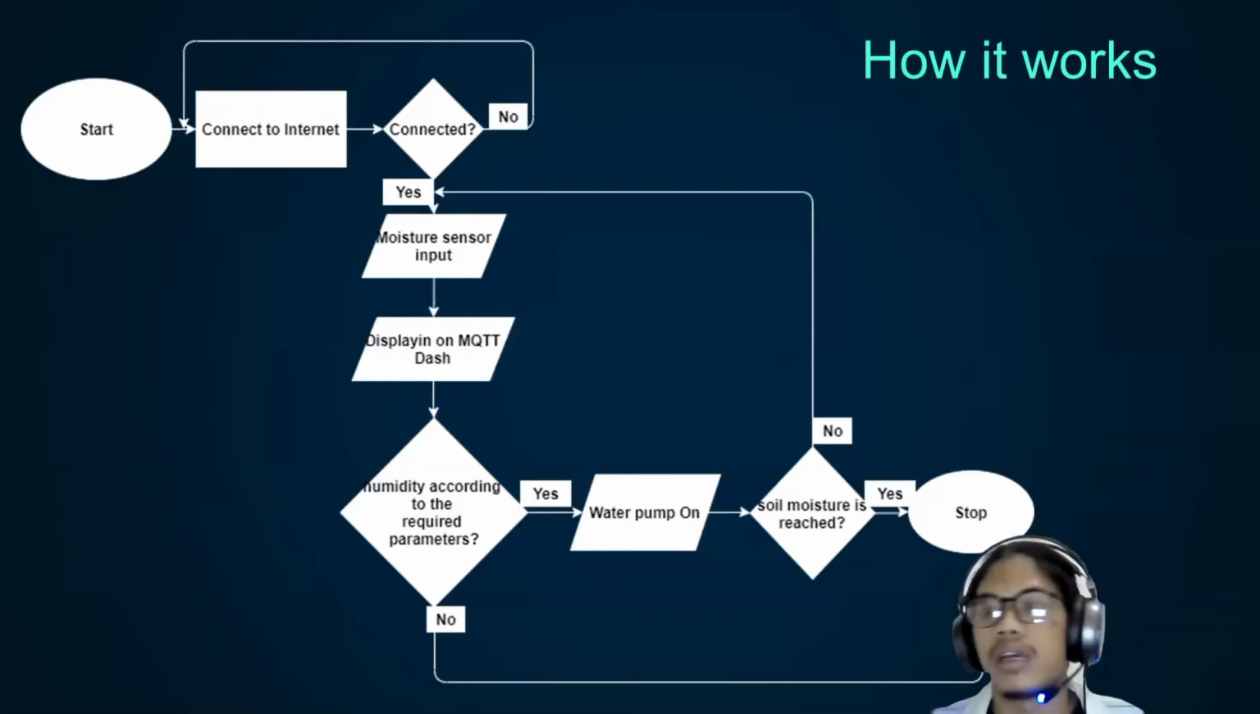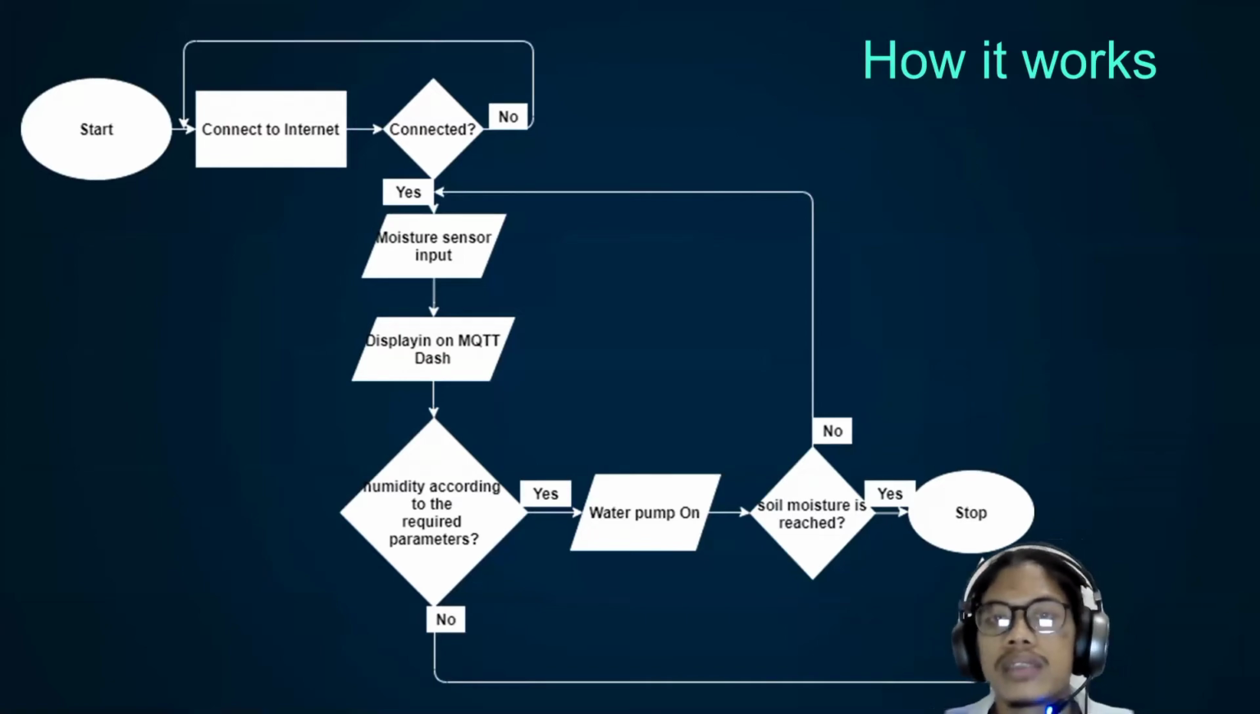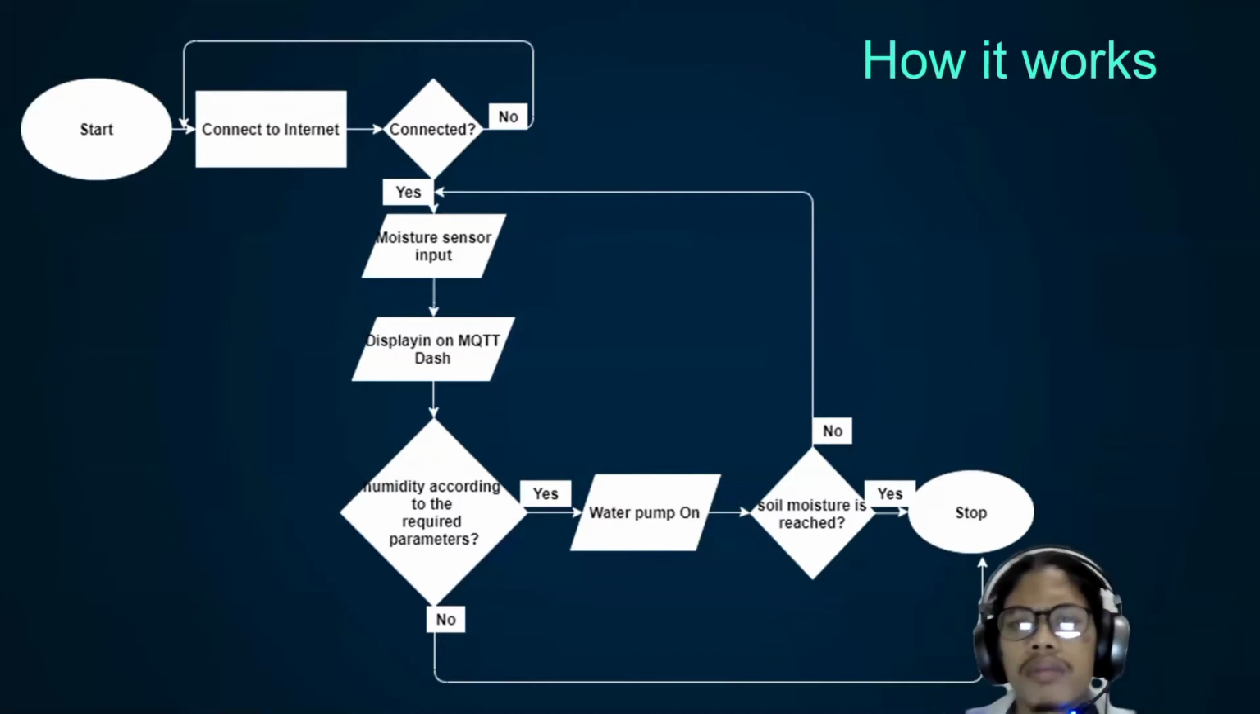And this is how it works. To start the system, first we connect the NodeMCU to the internet. Then we check whether it is connected to the internet or not. If not, the NodeMCU will try to connect again. If yes, the soil moisture sensor starts getting the data. The data from the sensor will be displayed on MQTT Dash. In the MQTT Dash, we can see the percentage of the moisture value, and we can set the upper and the lower parameter that we want.